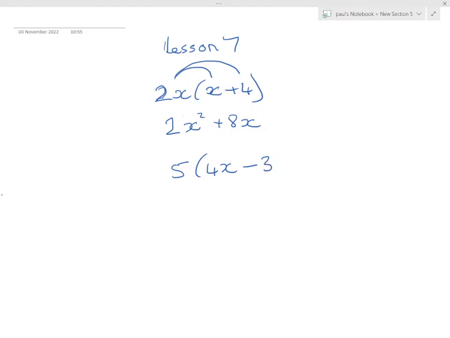4x minus 3. So you've got to take notice of the minus sign in the front of it. So 5 times 4x is 5 fours are 20, x, minus 5 times 3 is 15. So you get minus 15. So that was just expanding brackets.